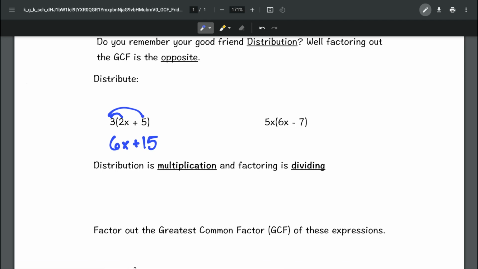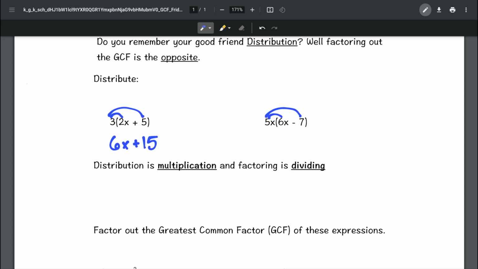But what about when we come over here? I've got 5x times 6x and 5x times negative 7. Well, when I do it this way, notice that that number on the outside of my parentheses now has both a number and a variable. That's what today is going to look like.